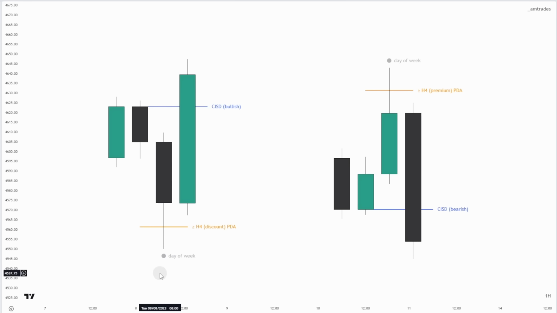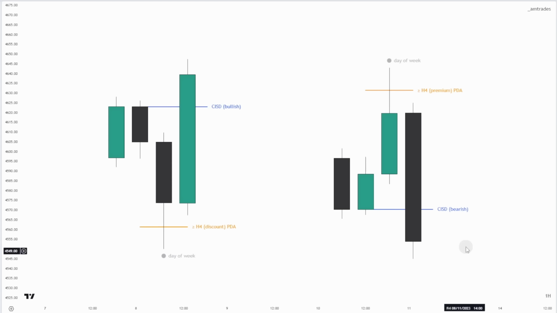The element of time is the day of week we are anticipating a low being formed within a defined weekly profile. Price is pairing the day of the week with a 4-hour or above discount PD array. Lastly, we look for price to close above the down close candle or candles which engage the higher time frame discount array. So this candle here would depict a change in state of delivery.